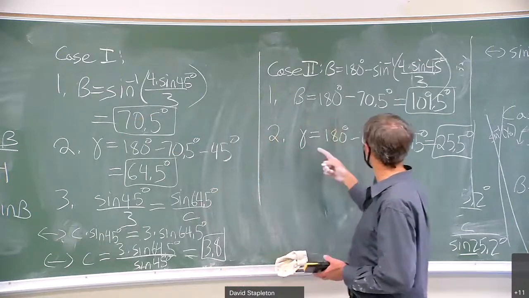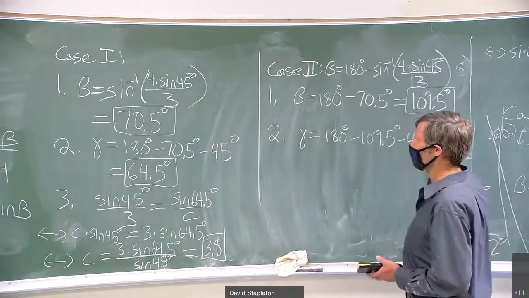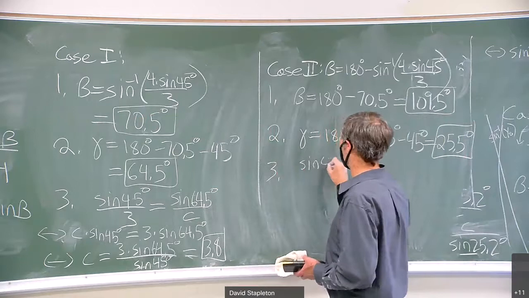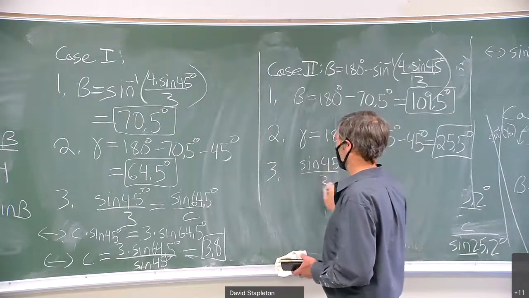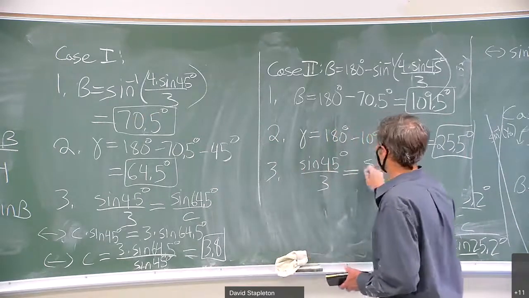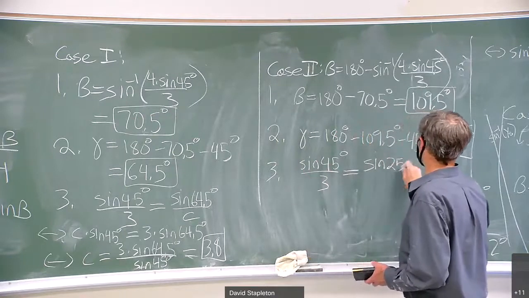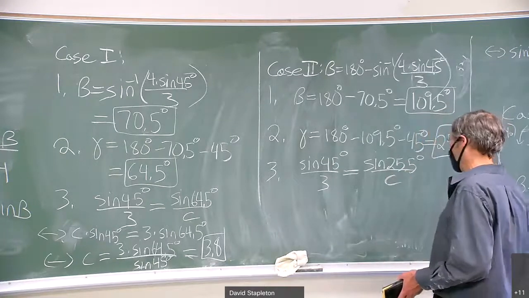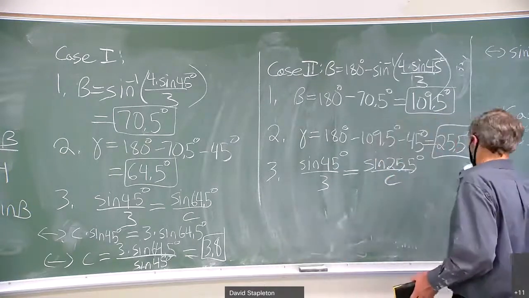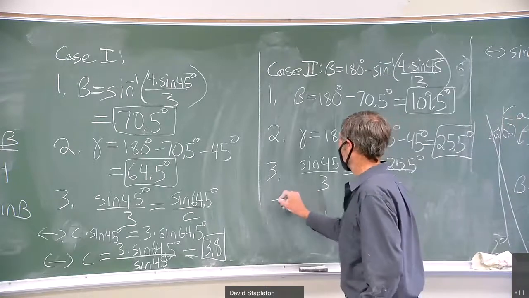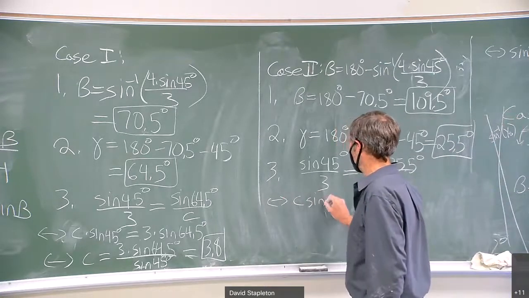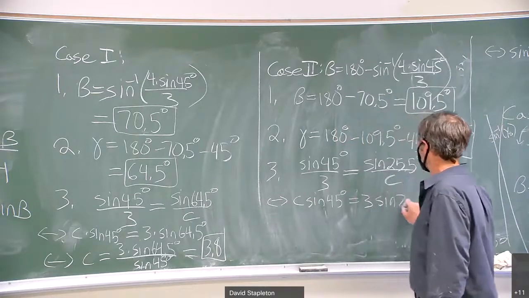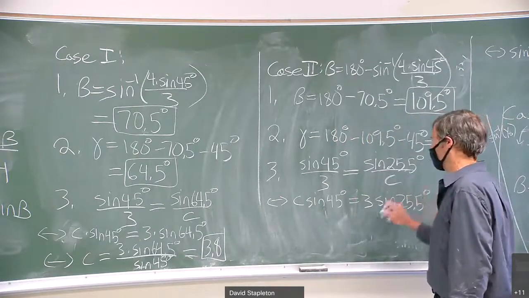The other possibility is I get these two angles, and then I've got to find the last side, C, and I'll do the same thing. Sine alpha is to A that we were given as sine of gamma that we found here, 25.5 degrees, is to C. This time, if you cross multiply again, we'll get equivalently C sine 45 degrees equals 3 times sine 25.5 degrees divided by sine 45.